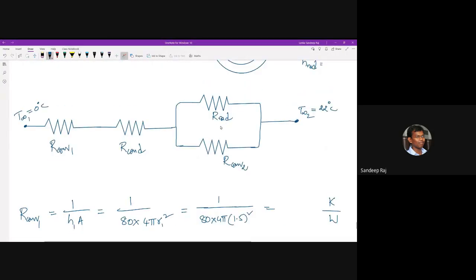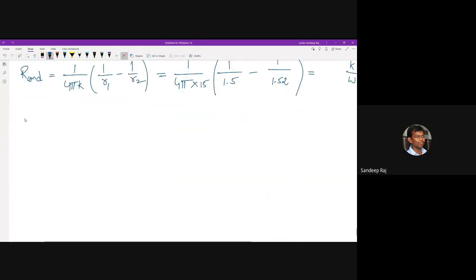Then R radiation you have to find out. Before we go to R radiation, let's find out R convection 2. The R convection 2 is 1 by H2 into A. That is equal to 1 by the H2 value, which is given as 80 watt per meter square Kelvin in the question, and the area is 4 pi R2 square. So that will give you 1 by 80 into 4 pi into the R2 value, 1.52 square.